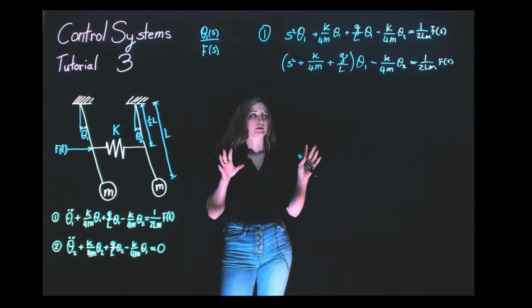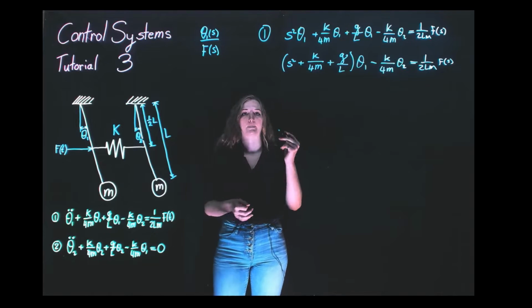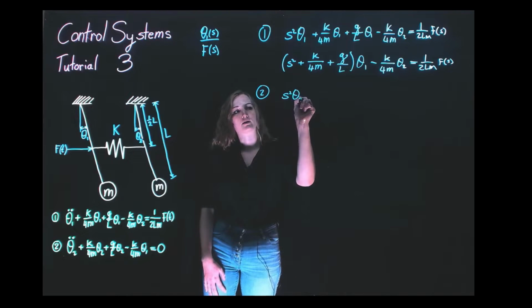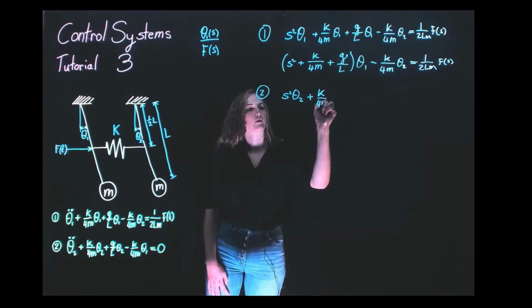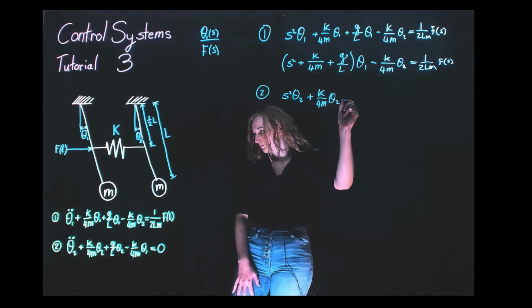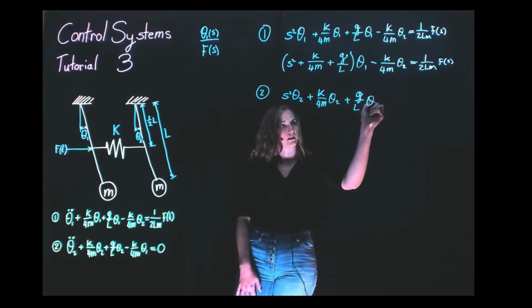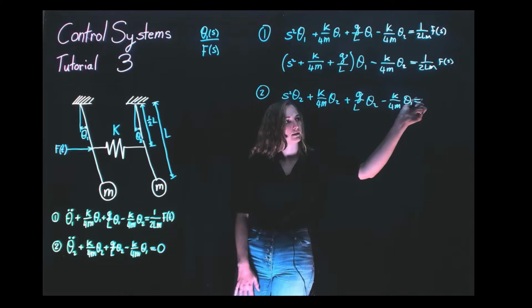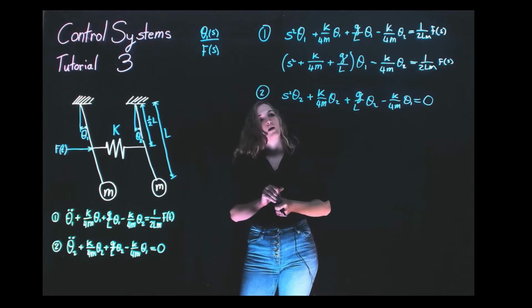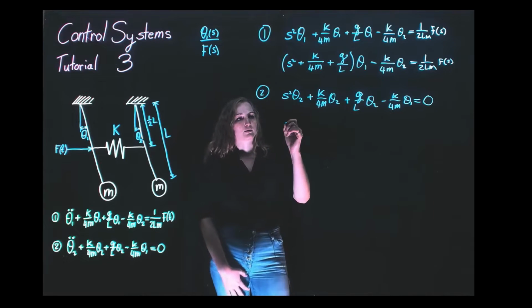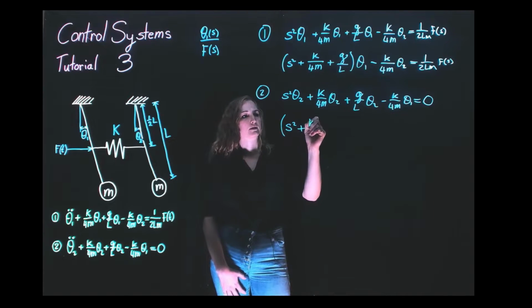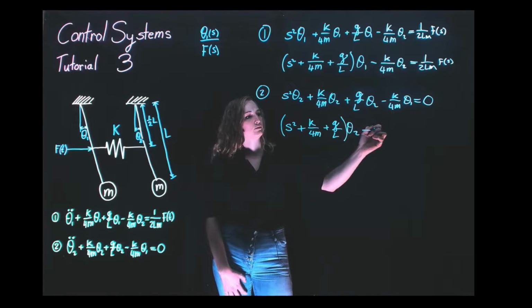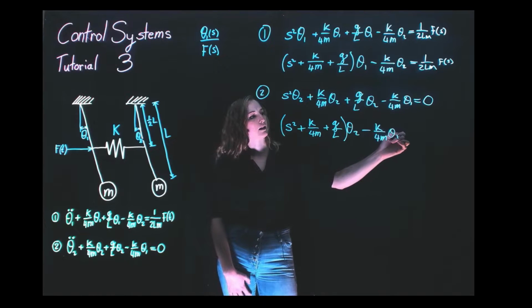Okay, so now we're going to do the same thing for θ2, and then hopefully we can combine both of them. So we get s²θ2 + (k/4m)θ2 + (g/L)θ2 − (k/4m)θ1 = 0. And again, we're just going to group some of those like terms together. So we get (s² + k/4m + g/L) θ2 − (k/4m) θ1 = 0.